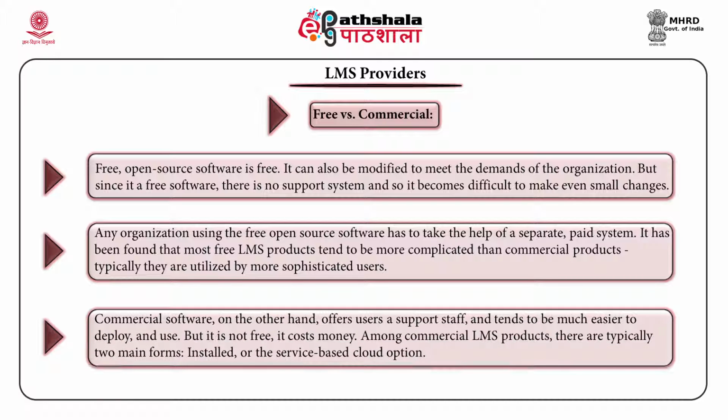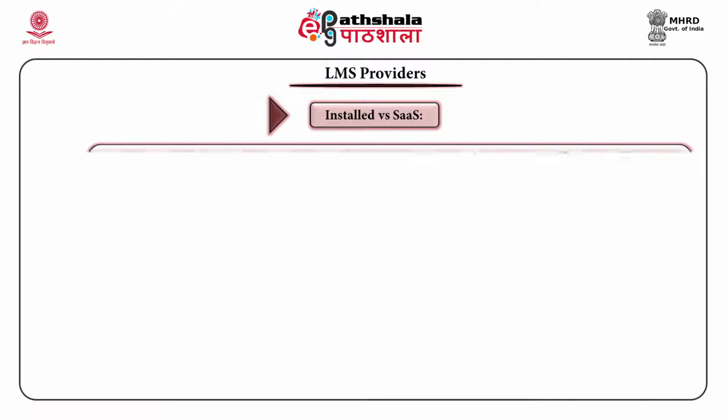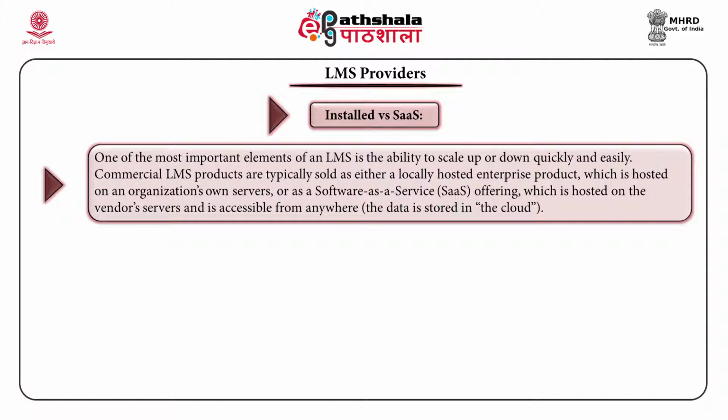Commercial software, on the other hand, offers users a support staff and tends to be much easier to deploy and to use, but it is not free, it costs money. Among the commercial LMS products, there are typically two main types, installed or the service based cloud option. One of the most important elements of an LMS is the ability to scale up or down quickly and easily.